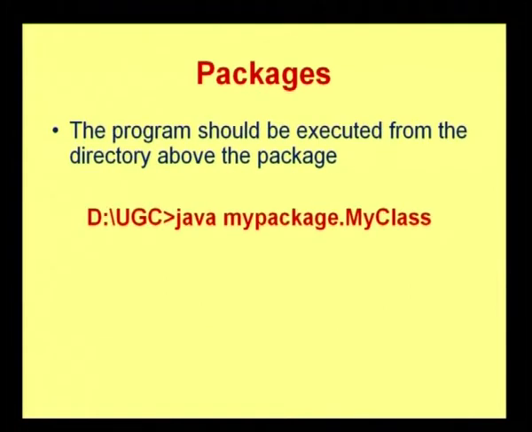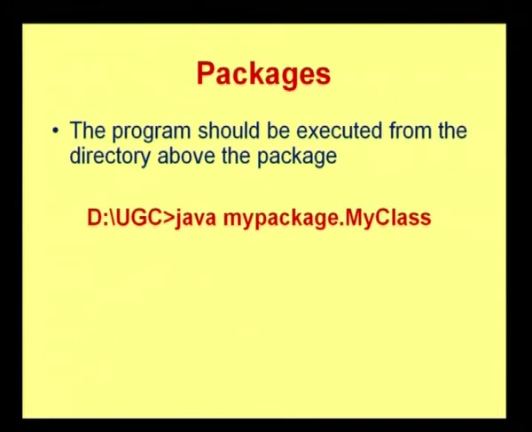So, then how to access this? After I create that particular package, whenever I want to access it, the program should be executed from the directory above the package. So, my package is available in UGC. Now in d:\ugc I give java my package dot my class, the class which I need to execute. Here it means that this class resides in this particular package. Whoever wants to access this has to always access it with the package name dot my class, that is, your class name.